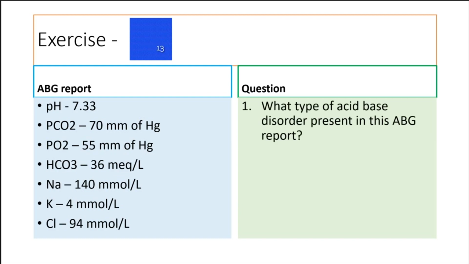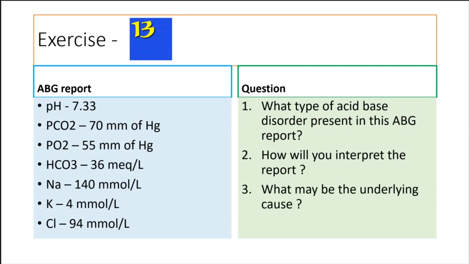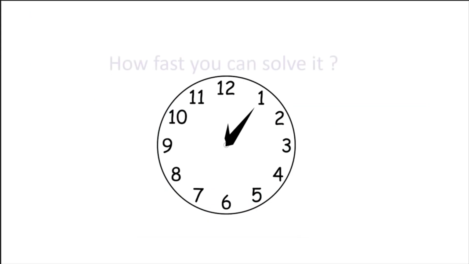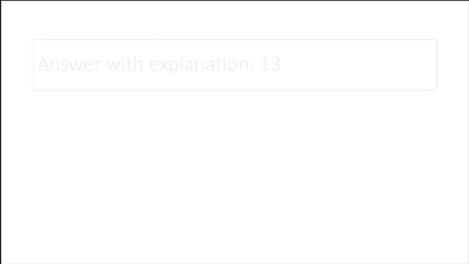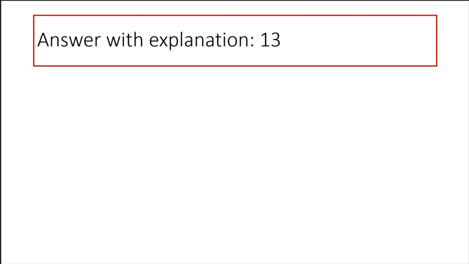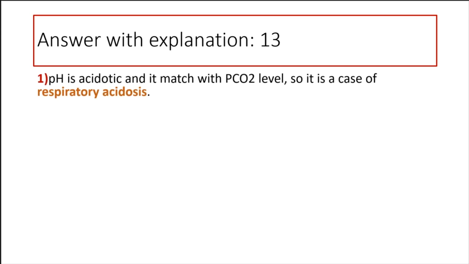Question. 1. What type of acid-base disorder is present in this ABG report? 2. How will you interpret the report? 3. What may be the underlying cause? How fast can you solve it? Answer with explanation. 1. pH is acidotic and it matches with PCO2 level, so it is a case of respiratory acidosis.